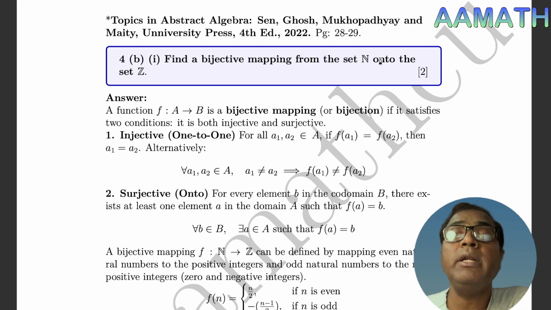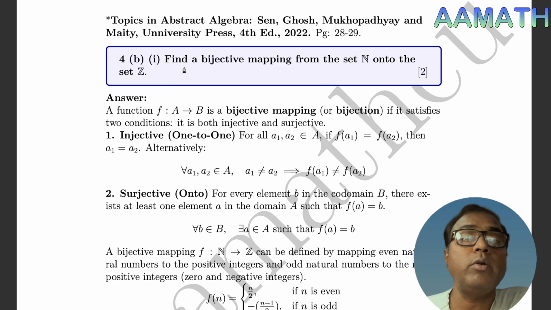Next question, 4b1: find a bijective mapping from the set N onto the set Z, the set of integers. N is the set of all natural numbers, 1, 2, 3, 4, and Z is the set of integers, 0, plus minus 1, plus minus 2, and so on.